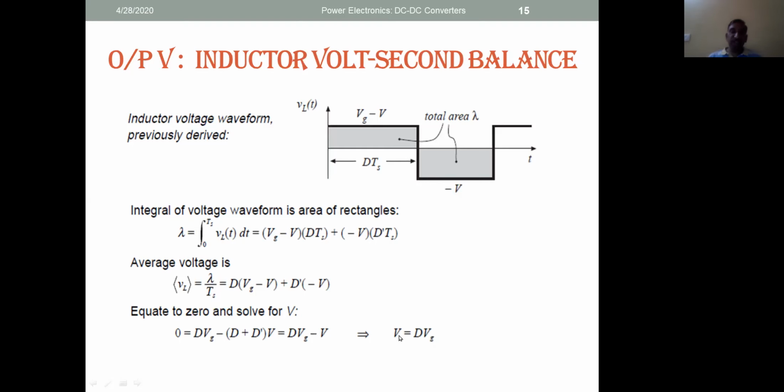V, the average voltage, is directly proportional to the duty cycle of the circuit. So higher the duty cycle, higher the average voltage. Lower the duty cycle, lower the average voltage. And this decides whether it will be a continuous or a discontinuous current operation. As well, this decides the level of output voltage to the input.